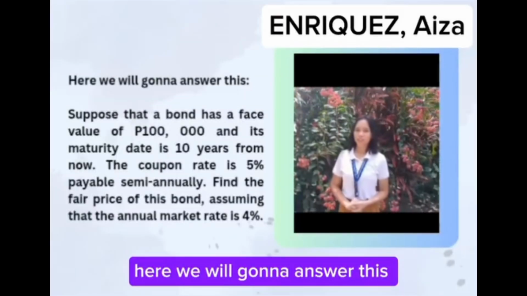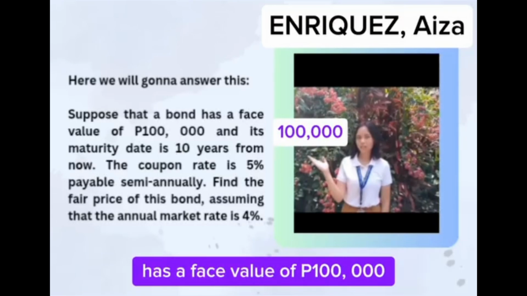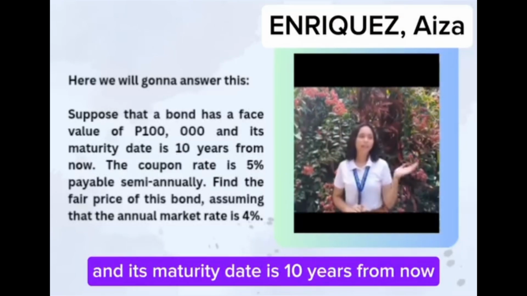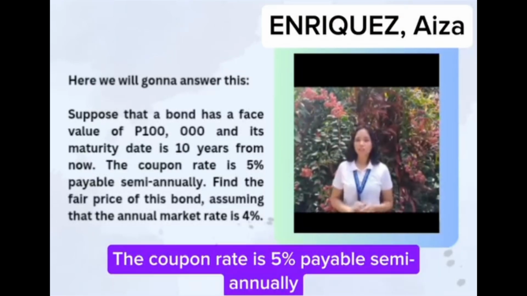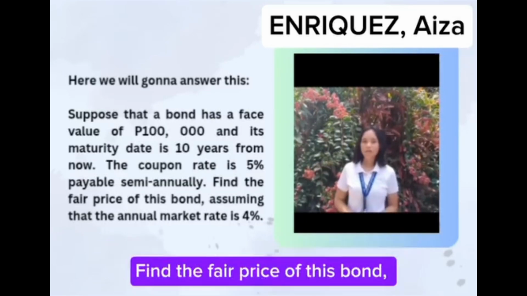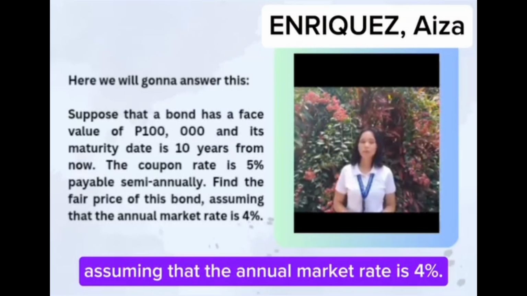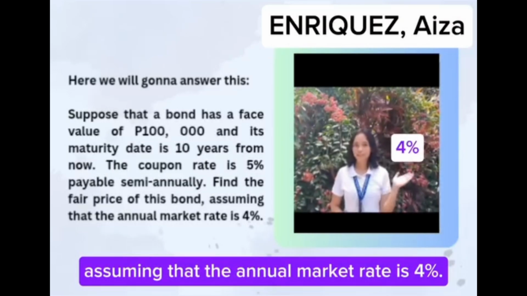Here, we are going to answer this. Suppose that a bond has a face value of 100,000 and its maturity date is 10 years from now. The coupon rate is 5% payable semi-annually. Find the fair price of this bond assuming that the annual market rate is 4%.